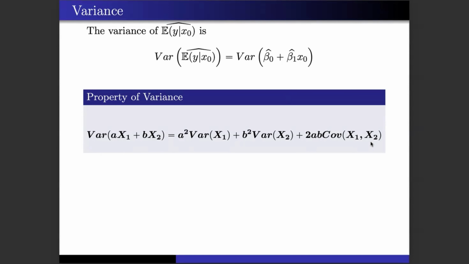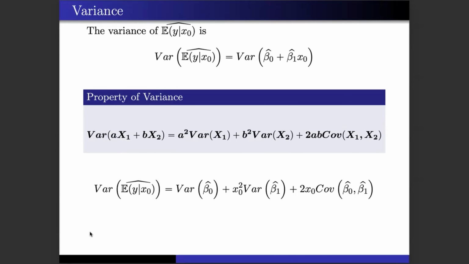In this case, we treat beta naught hat as x1, we treat beta 1 hat as x2, a is just 1 and b is x naught. So if we use this property, we get that variance of an estimate of expected value of y given x naught is equal to variance of beta naught hat plus x naught square variance of beta 1 hat plus twice x naught covariance of beta naught hat comma beta 1 hat.